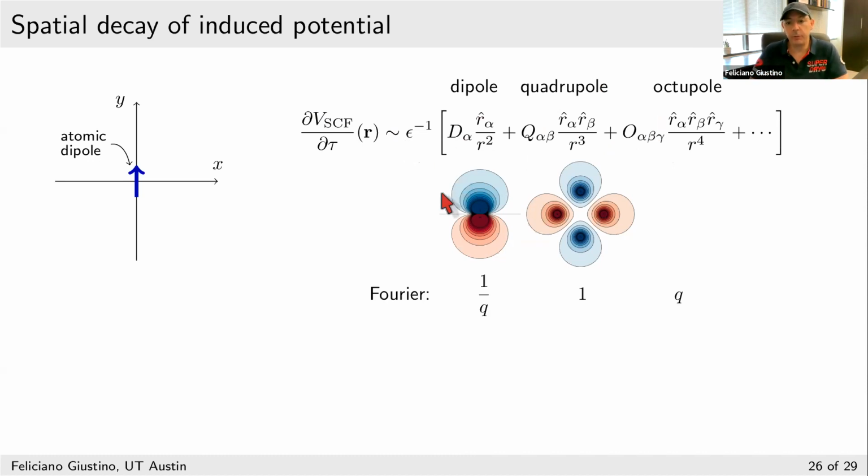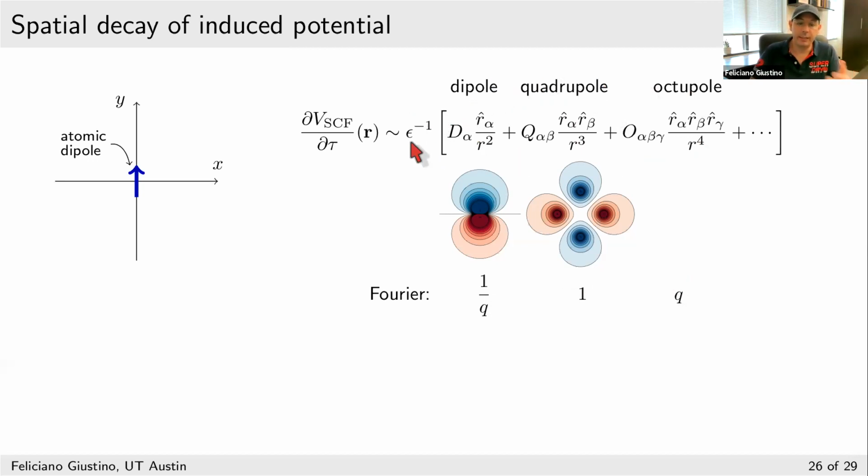So what are the Fourier transforms? For the dipole, you discover that the Fourier transform of 1 over r squared is 1 over q, where q is the phonon wave vector. So this goes to infinity when q goes to 0, that is, for long wavelength phonons. For the quadrupole, this is of the order of 1. It does not diverge, but it is discontinuous, so it is direction dependent. And for the octupole, it is linear in q, then it will be q squared and so on. So these are basically the Fourier transforms in reciprocal space of these bare potentials.